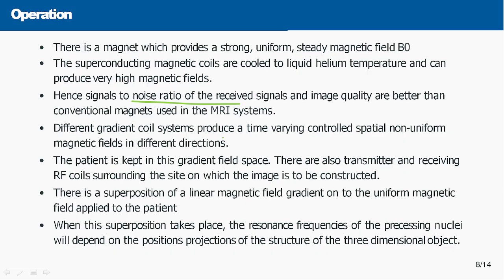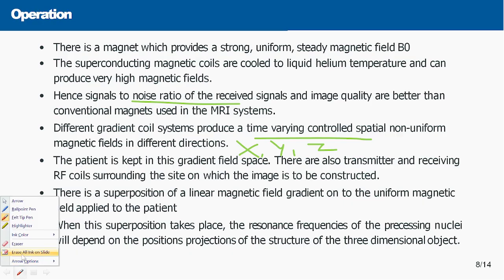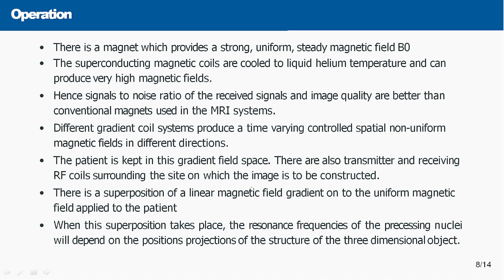Different gradient coil systems produce a time varying, controlled, spatially non-uniform magnetic field in different directions, in X, Y and Z direction. The patient is kept in the gradient field space. There are also transmitter and receiving RF coils surrounding the site on which the image is to be constructed. So, as we have discussed previously, the same thing has been written here. When this superposition takes place, the resonance frequency of the precessing nuclei will depend on the position projection of the structure of the three-dimensional objects.